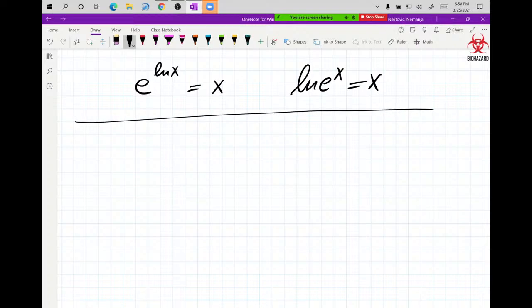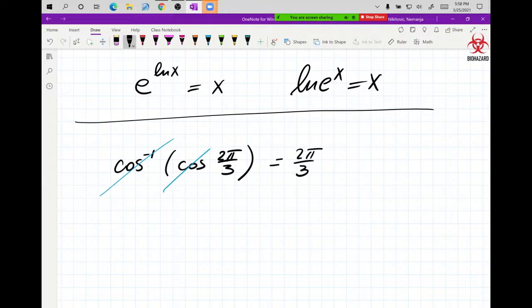So, how much is, let's say, cosine inverse of cosine of 2 pi over 3? Well, right? It's just 2 pi over 3. Now, if you want to show this calculation, you will say it's cosine inverse of, and how much is cosine of 2 pi over 3?